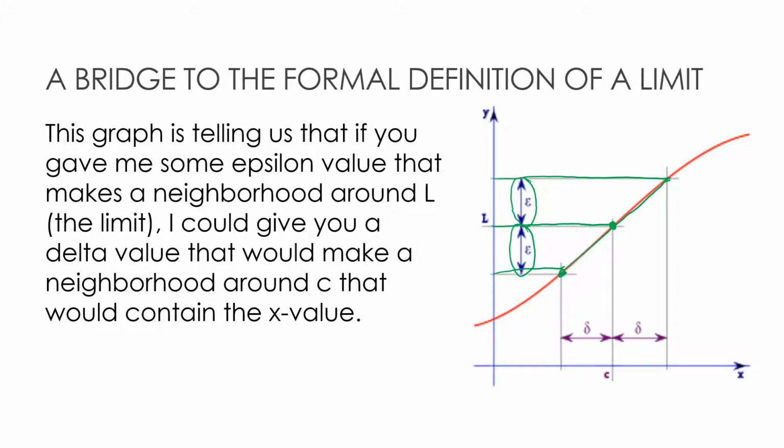What I'm saying is if you give me that epsilon neighborhood, there's some delta value that makes a delta neighborhood that corresponds to that. So I can see delta here. This would be my little delta neighborhood. This would be my delta value in each direction from C that would contain that x value, or C value.